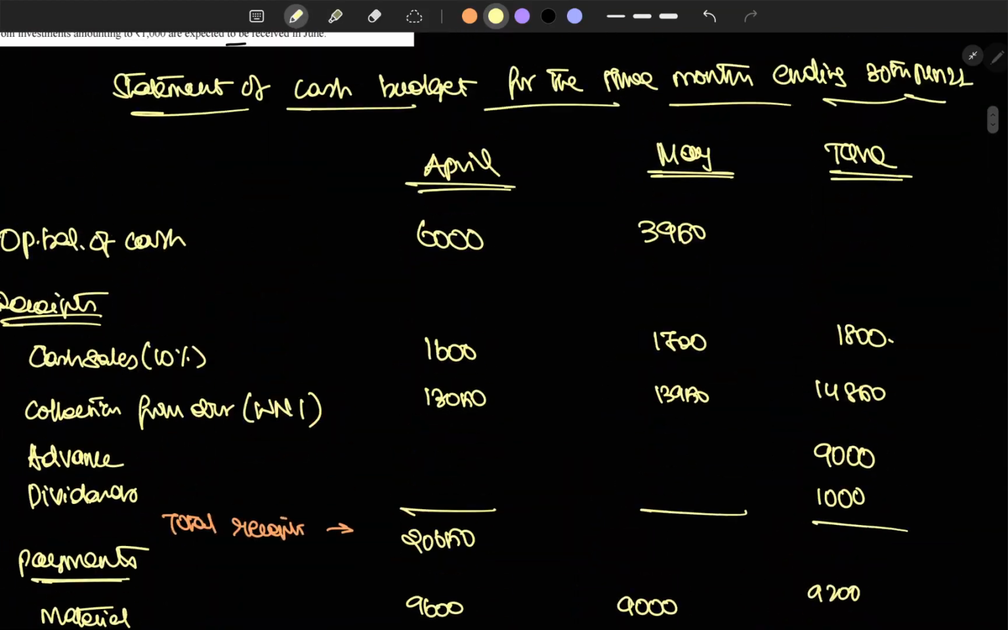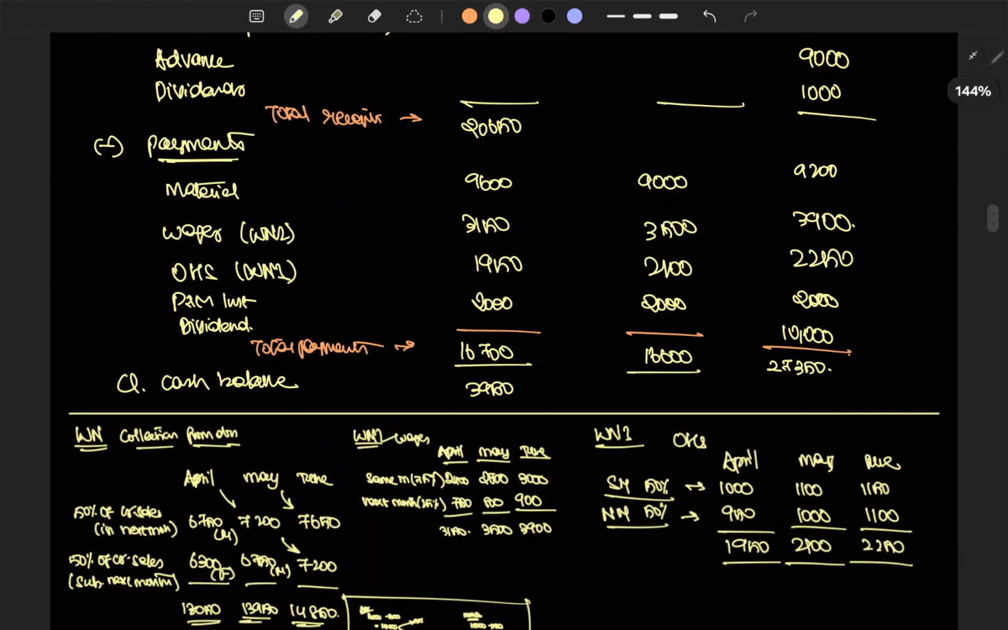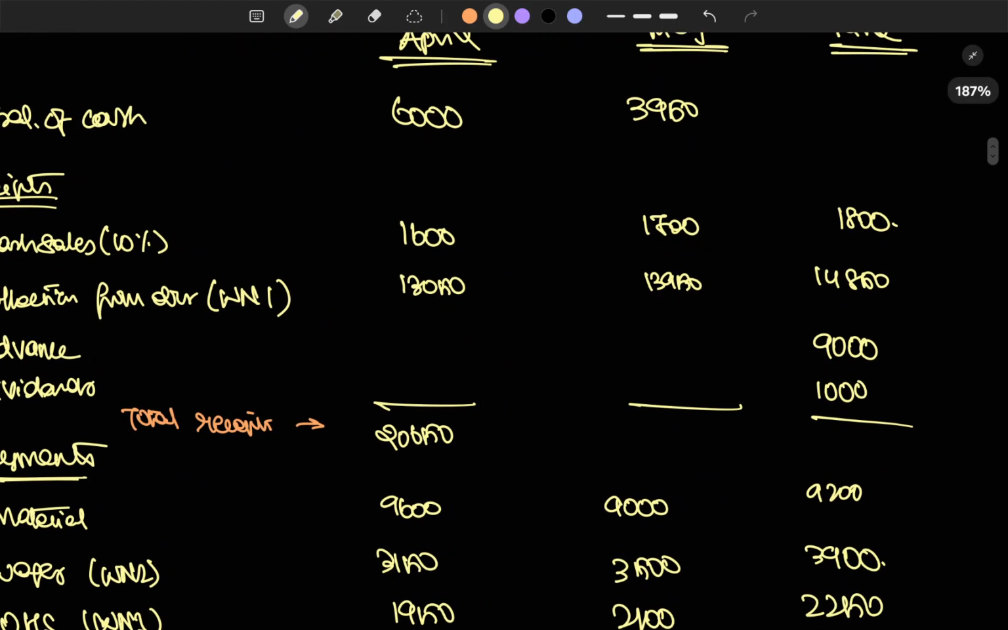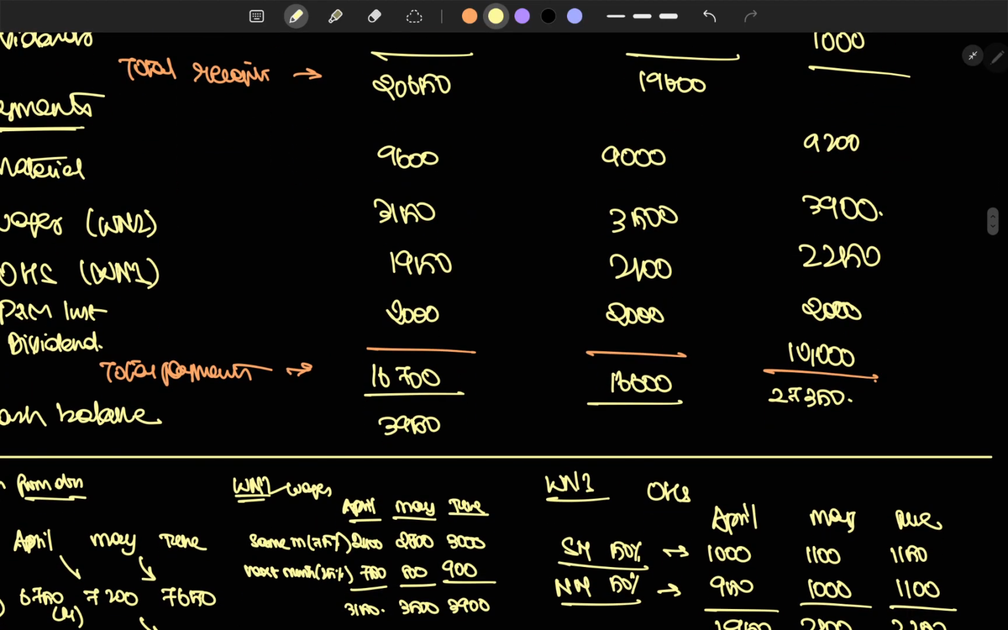Let's bring forward this closing cash balance from April to May, and then let's total it up now. 1,700 plus 13,950, which is 19,600. Now 19,600 minus 16,600, which is 3,000.